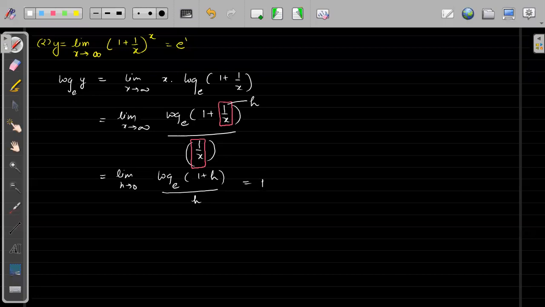So this becomes simply 1. This was equal to log base e y. So that means y is equal to e to the power 1.